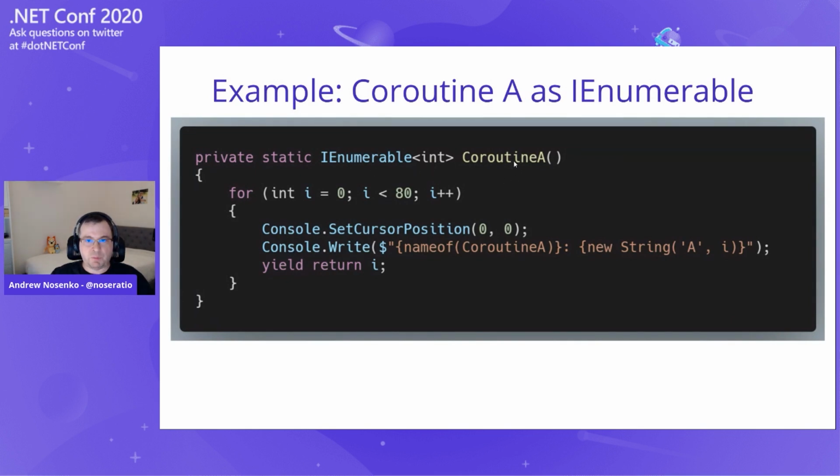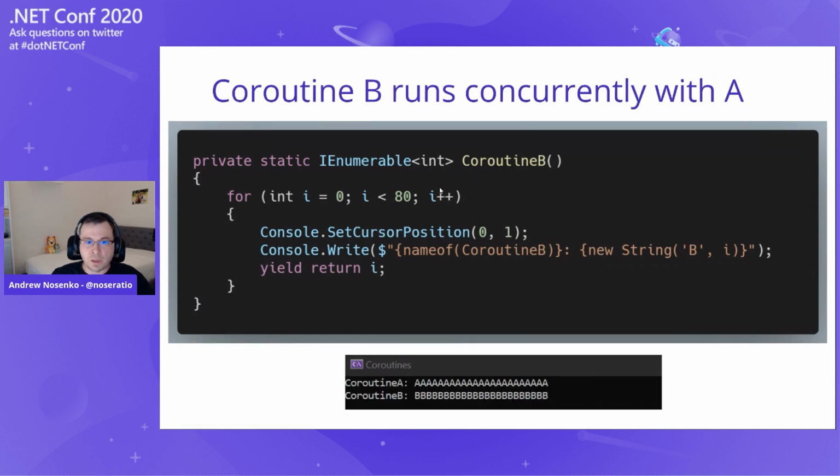Let's keep it simple. So, back again to coroutine A. All it does is generate a run of A characters. In real life, it could be doing something like updating a view model, for example, or anything else, but we want to keep things simple here. And just to show what it's about, we also have coroutine B that looks pretty much the same. It outputs a string of B characters, and we want them to run concurrently on the same thread.